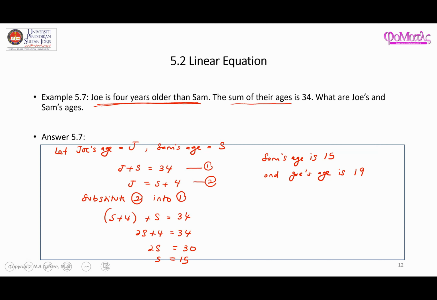Okay, so Joe's age is 19. You can check whether the answer is correct or not, because when you add up the ages, the answer is 34. Okay, next.